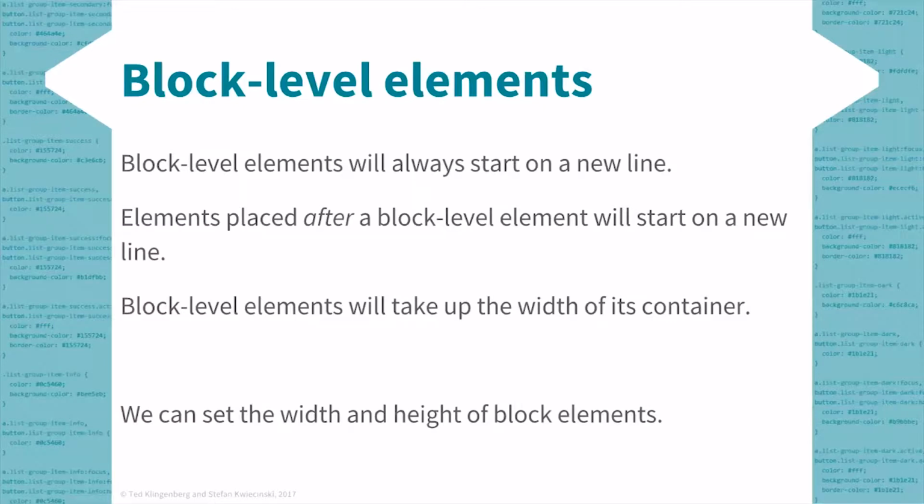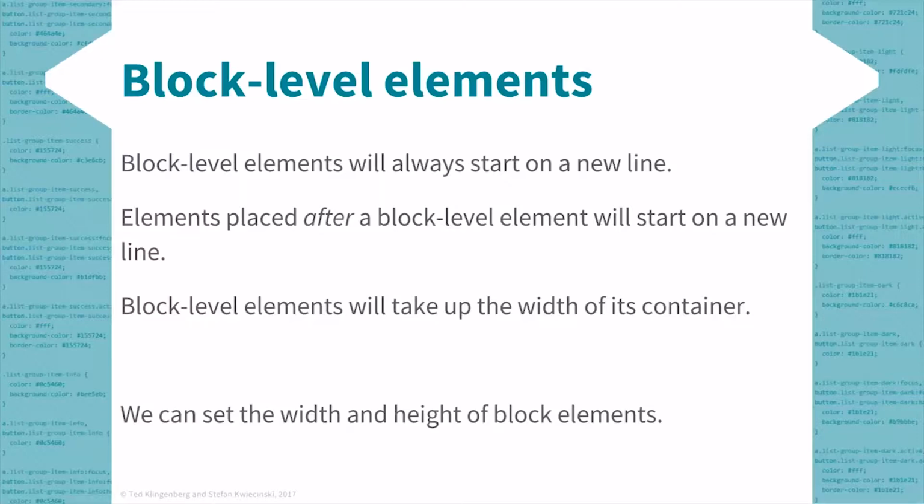So just a few rules about block level elements. They always start on a new line, and there's always a new line placed after it. And the reason for that is because they take up the full width of the browser. So it goes all the way from the left all the way to the right. And because it goes all the way from the left to the right, there's not really any room for anything else. So whatever element comes after it is placed on a new line.